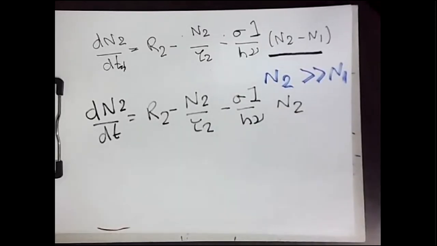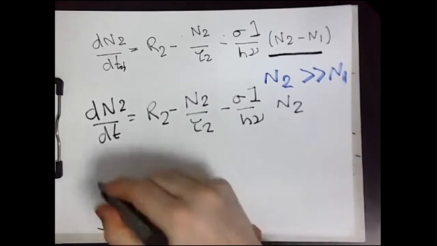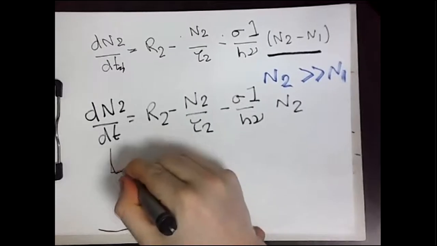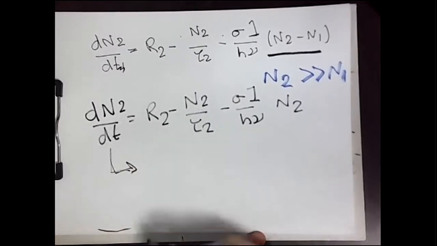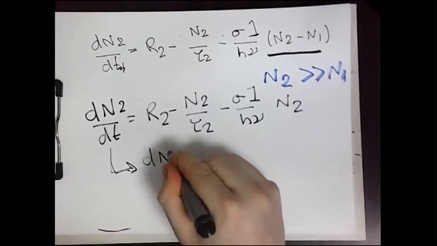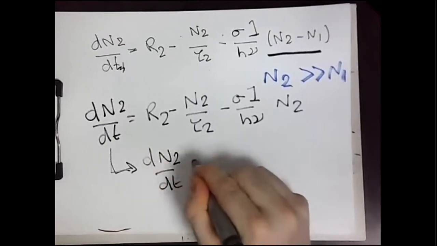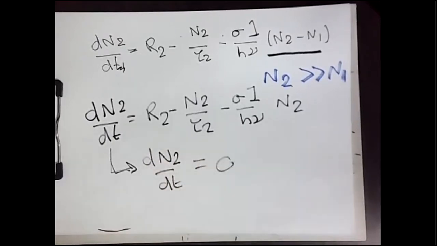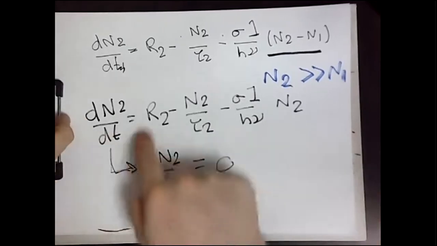Perfectly. Then, in order to make the solution easier, let's assume thermodynamic equilibrium condition, steady state condition. I mean, let's assume dN2/dt is equal to 0. If you remember, we took the same approach while dealing with the Einstein coefficients in the atomic radiation lecture. So now I will assume a steady state condition.